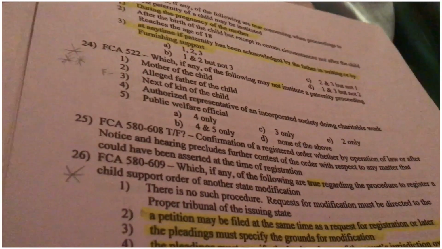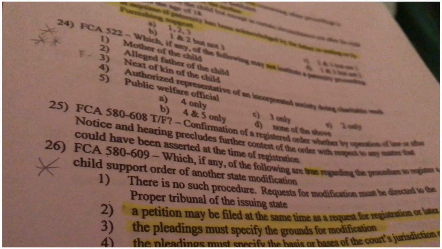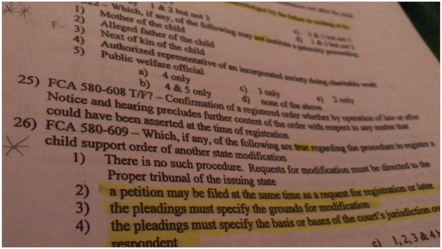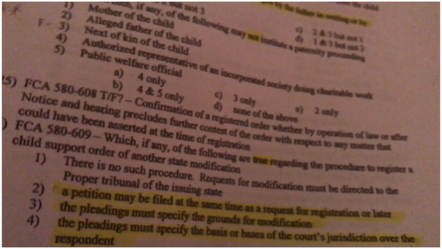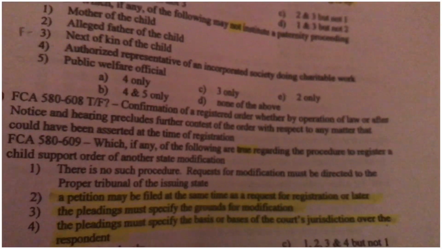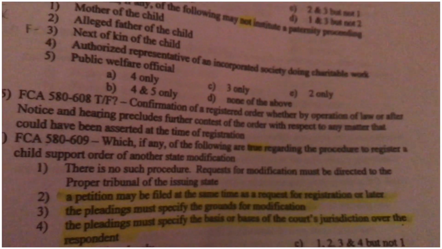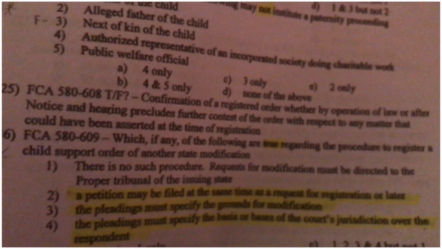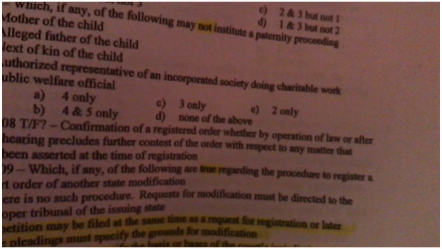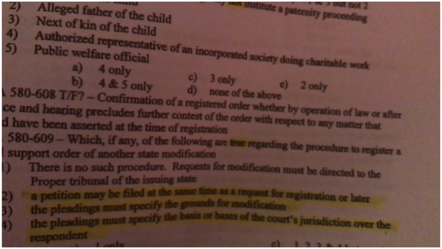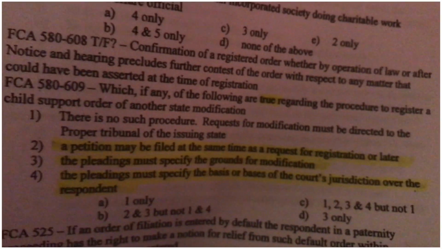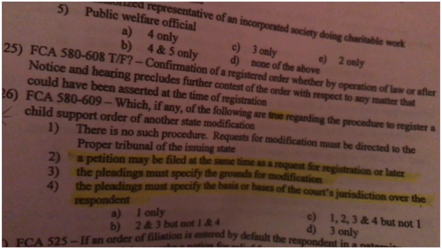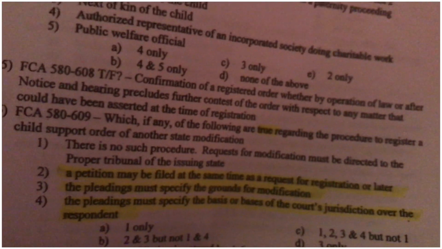Confirmation of a registered order, whether by operation of law or after notice and hearing, precludes further contest of the order with respect to any matter that could have been asserted at the time of registration. So basically, once the order is confirmed, which happens by operation of law if there's no timely objection filed, and you have 20 days to object to it. If you do not do that, then that's confirmation by operation of law, and the other way would be notice and hearing. Either way, that's it.